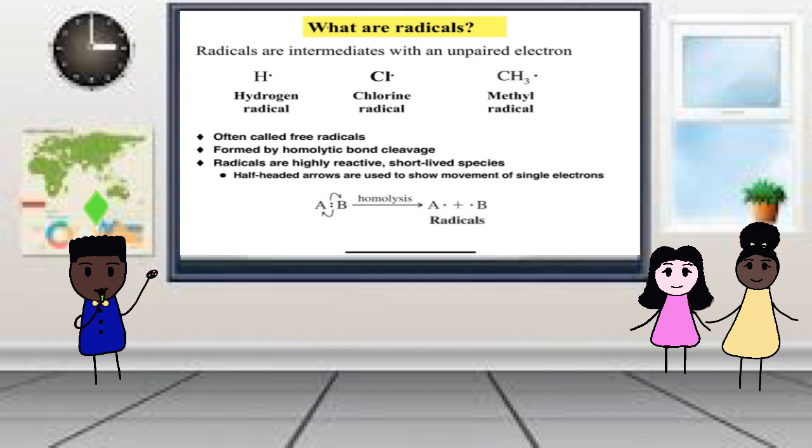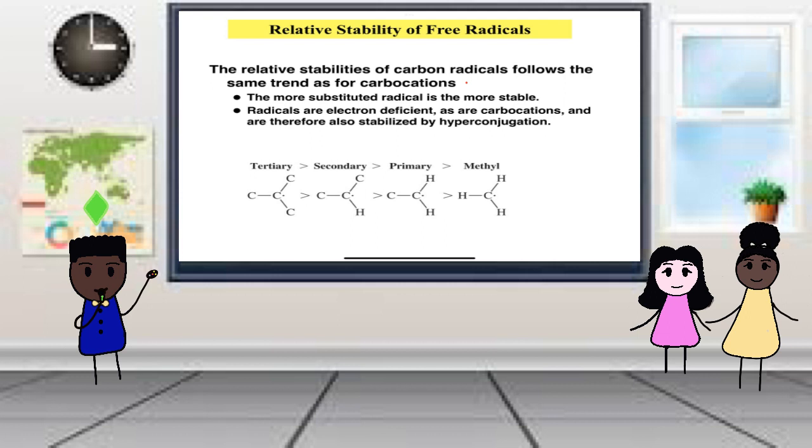Half-headed arrows are used to show movement of single electrons. The stabilities of carbon radicals follow the same trend as for carbocations. The more substituted radical is the more stable. Radicals are electron deficient, as are carbocations, and are therefore also stabilized by hyperconjugation. Just like carbocations, tertiary is more stable than secondary, more stable than primary, and more stable than methyl radicals.